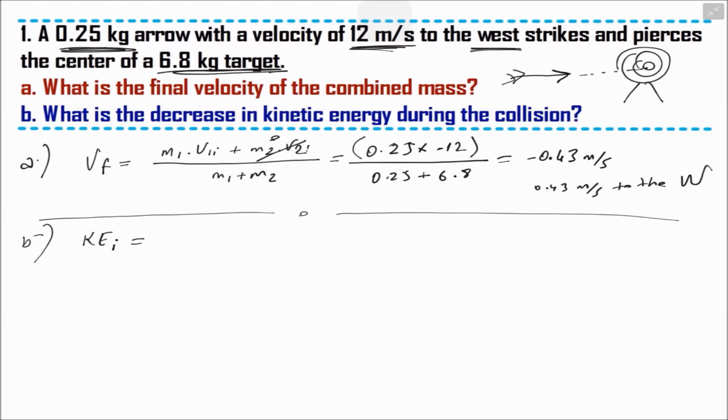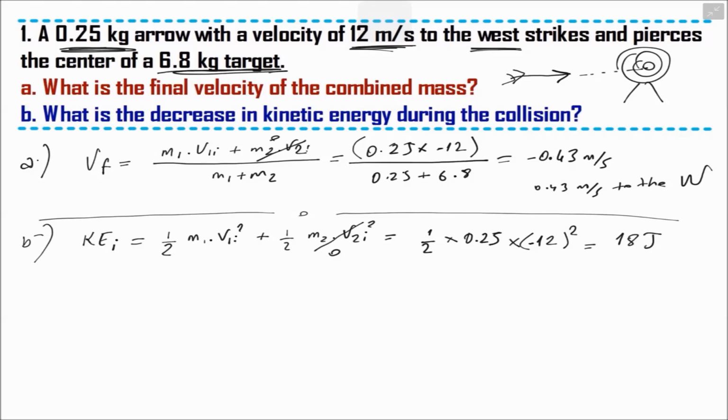Kinetic energy initial means half M1 times V1 initial squared plus half M2 times V2 initial squared. The second object's initial velocity is 0, so that term will be 0, and this will be half times M1, which is 0.25, times V1 initial, which is negative 12, squared. So the result will be 18 joules.